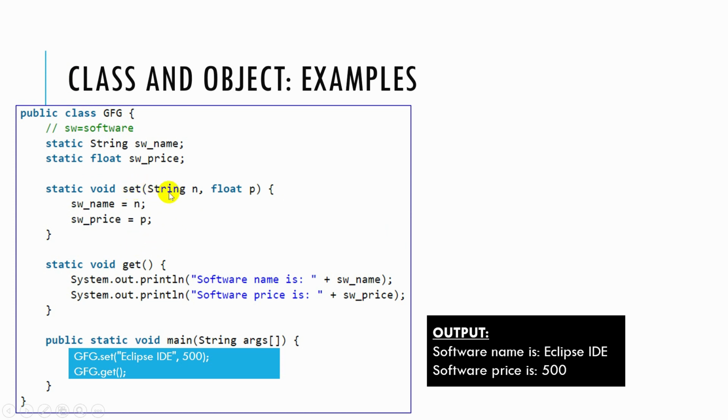The set function takes 2 parameters, a string and a float, and then it sets this data into these variables. And then the get function displays the data. Okay, so we have name and we have price. You can actually test this function and variable using the main program inside this class directly. You don't need to create an object.